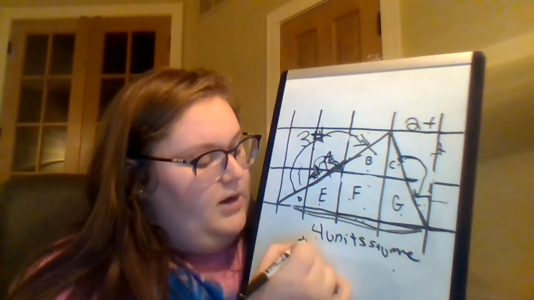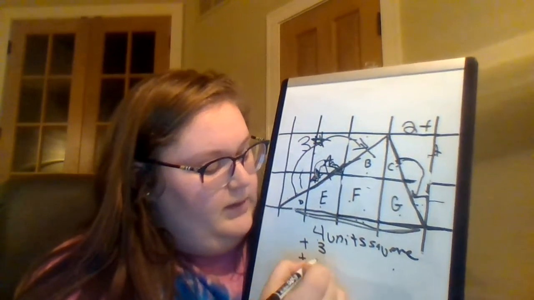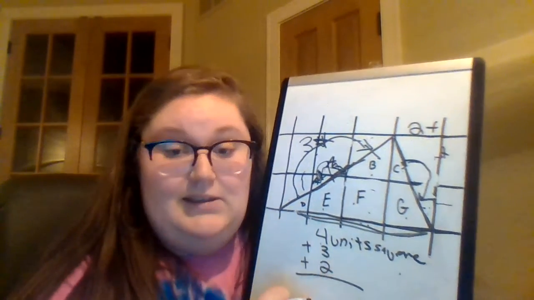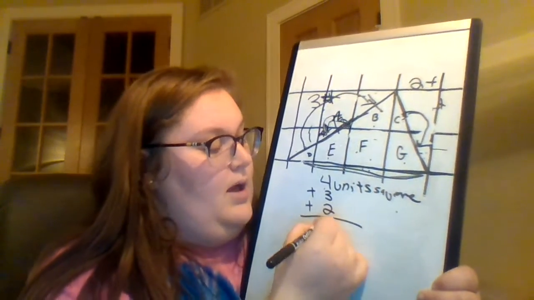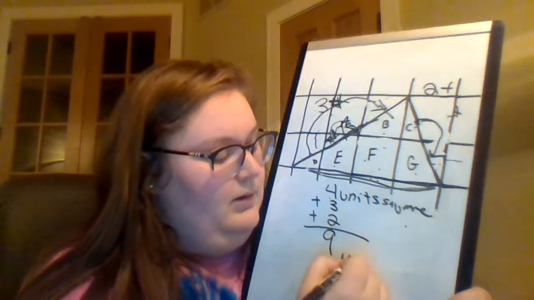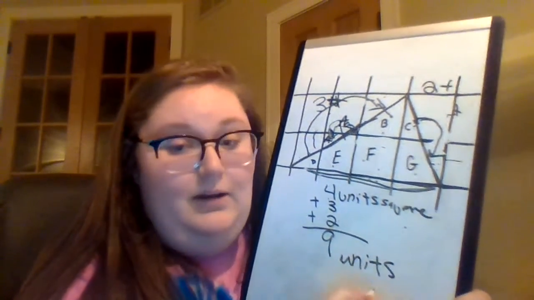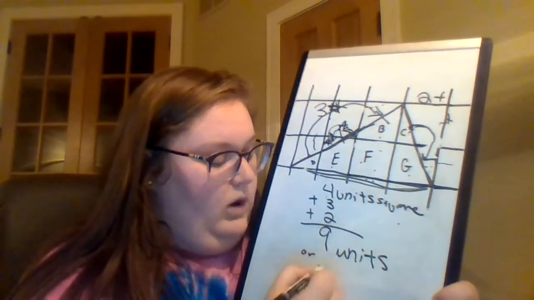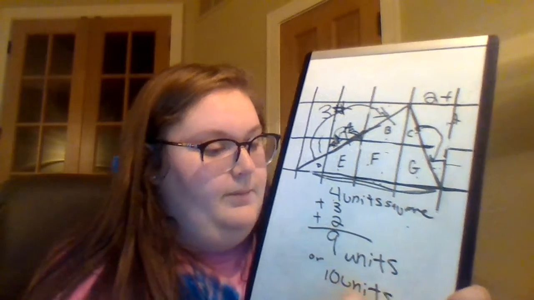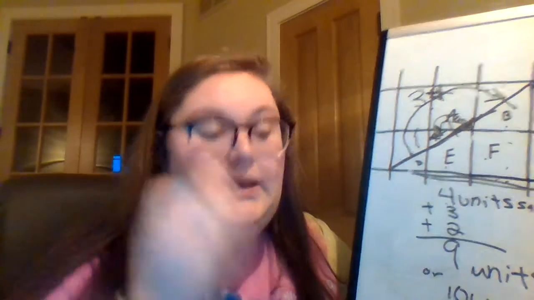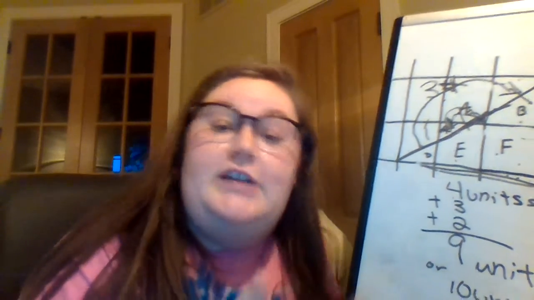So when I have my numbers, I'm going to do 3 then plus 2. We're going to add these together. So then I get 9. But remember, we can estimate. So it could be 9 or it could be 10 units. Okay? So then we estimate our perimeter being 9 or 10 units.